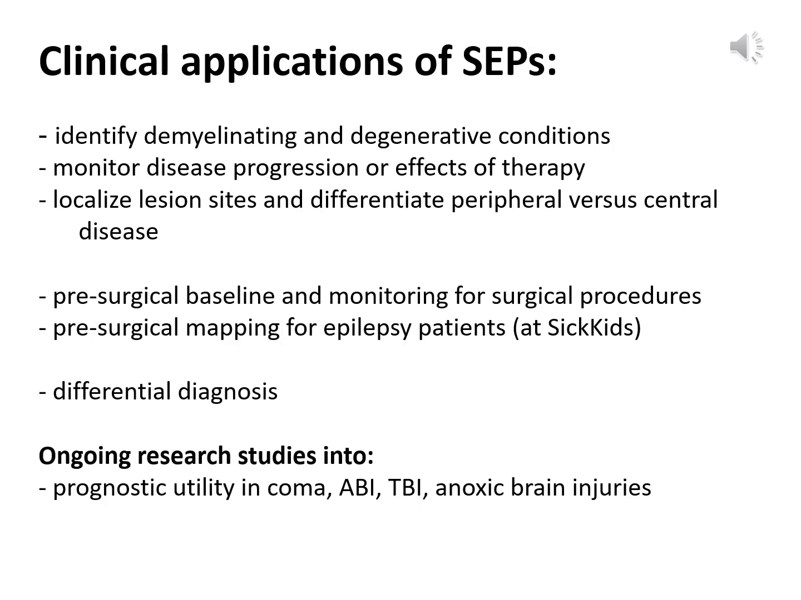Some of the clinical applications of SEPs include, in neurological assessments, SEPs can be used to identify demyelinating, dysmyelinating, and degenerative conditions. The SEP can be more sensitive than MRI if the lesion is small. Because of the sensitivity of the SEP, it can be used to monitor disease progression or the effects or efficacy of a therapeutic intervention. It can also localize lesion sites and can therefore be useful to differentiate peripheral versus central disease.